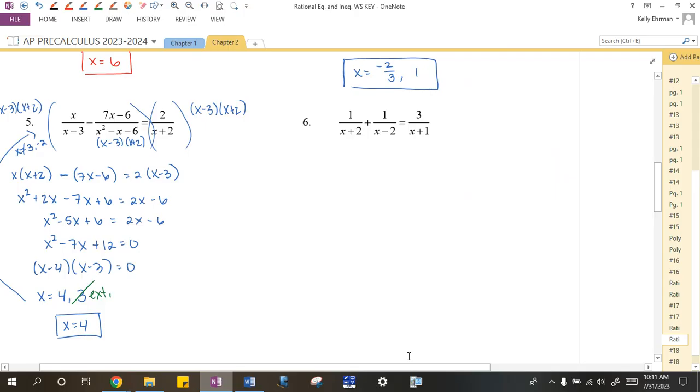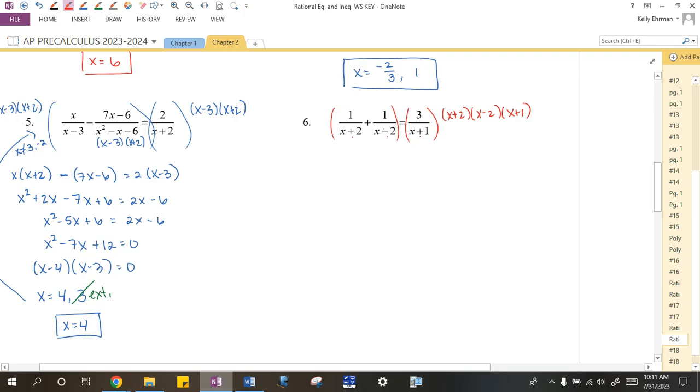All right, last equation to solve. Then we switch to inequalities on the next page. Now here we do have 3 different factors for our denominators, and there's nothing we can do to make them be the same. So we do need to multiply by 3 factors this time: x plus 2, x minus 2, and x plus 1.